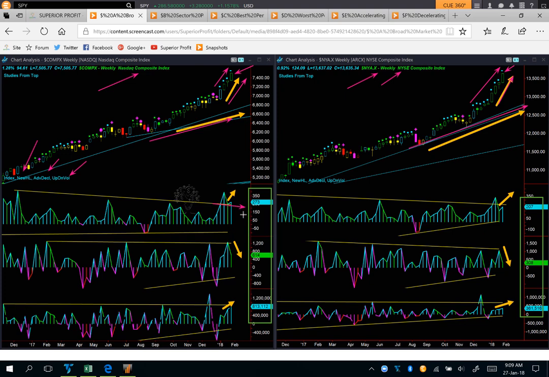Internals are also going up. Out of the 6 internals, only 2, that is the advanced decline for both NASDAQ and NYSE, went down. They still closed above 0, and the other 4 internals, new high lows and up down volume, went up. So 4 internals went up, 2 went down, all the 6 internals closed positive.